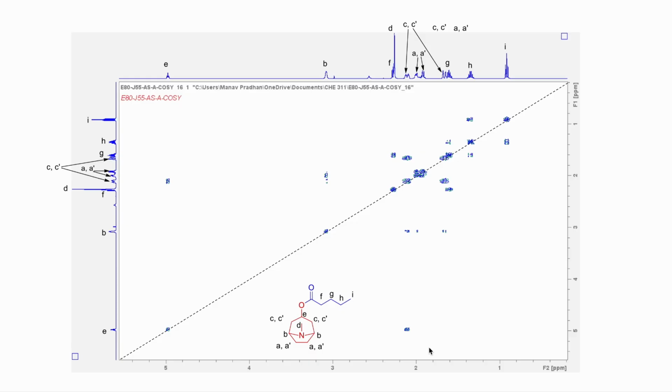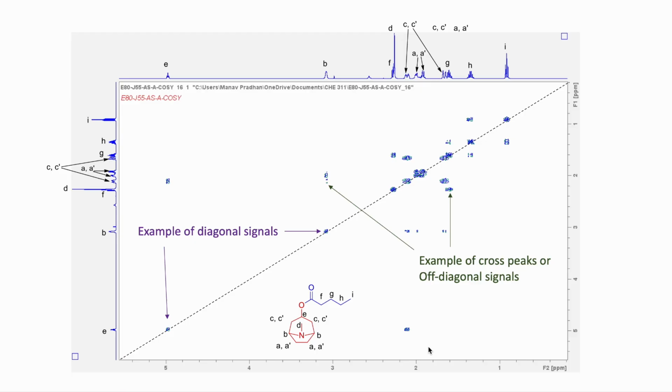As mentioned in the previous video, the cross peaks or off-diagonal signals are the most important signals we are looking for because they tell us the coupling between close protons such as neighboring protons and diastereotopic protons. The diagonal signals, however, indicate self-correlation. They don't tell us much about structural connectivity, but they are used to assist the signal assignment.